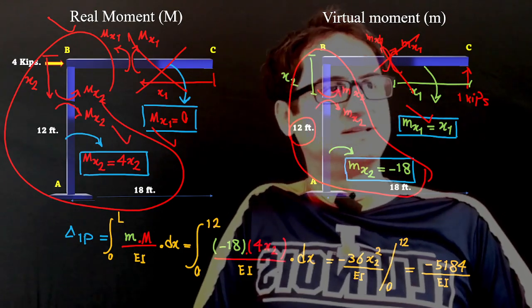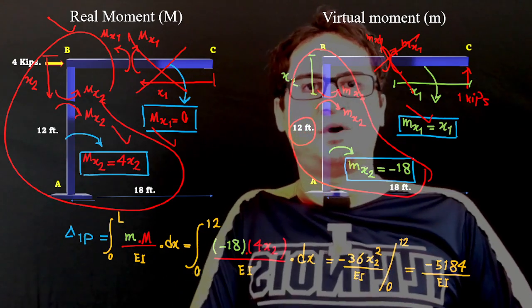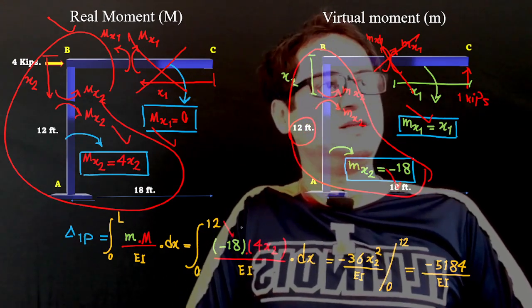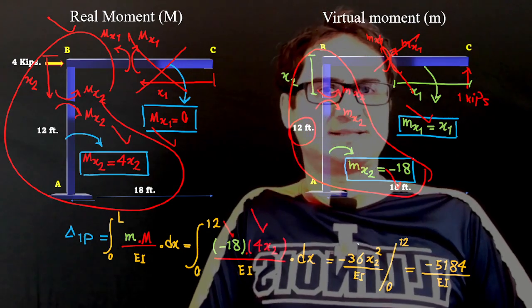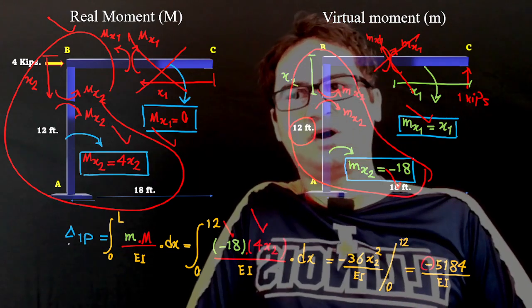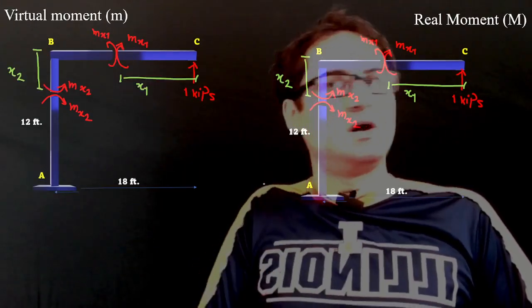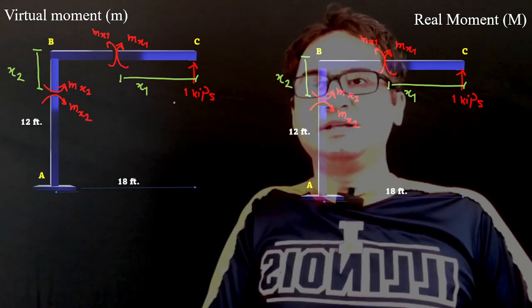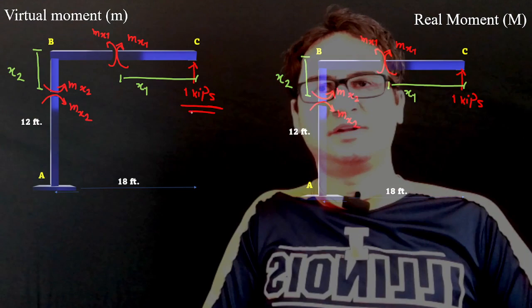So that's integration from 0 to 12, small m, negative 18, capital M, 4x², dx, and it just gives us a negative 5184 over EI for delta 1P. As soon as we have this one, we can just jump to the redundant part.